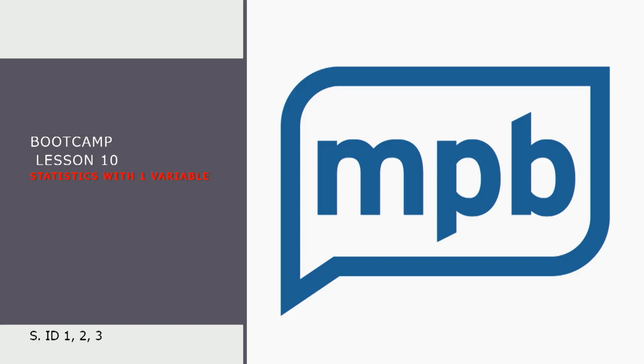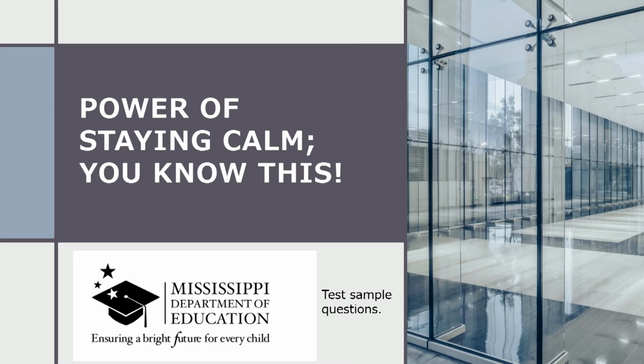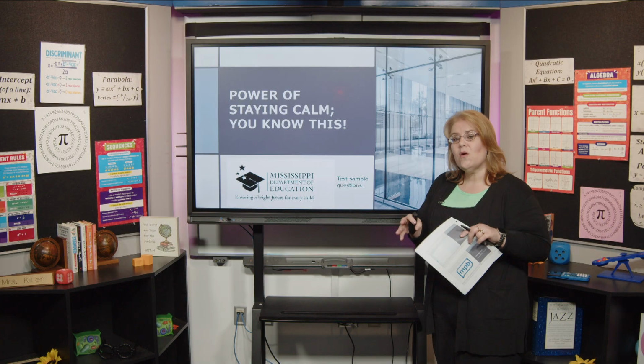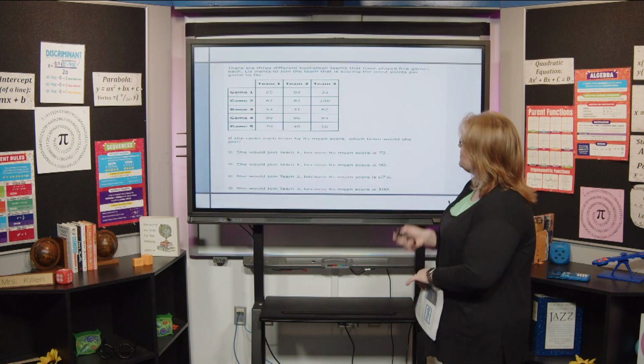We're looking at statistics with one variable, and we have our standards that go along with that concept. We're remembering statistics with one variable. We had dot plots and histograms. We had box plots. We looked at their centers, their shapes, their spreads, and their outliers. So let's go ahead and look at some problems. We are staying calm because we know this. We've got this. We're almost to the end, so we've got this.